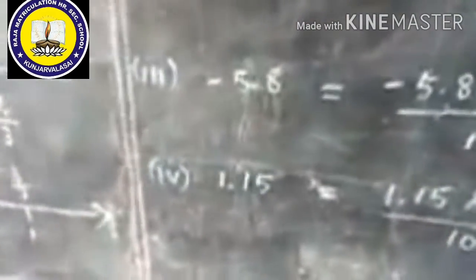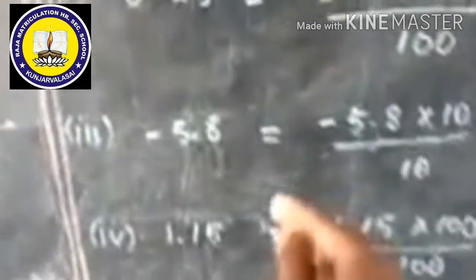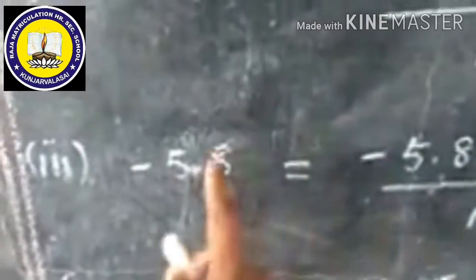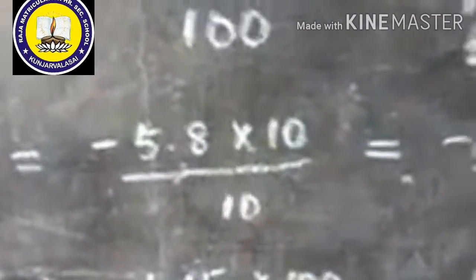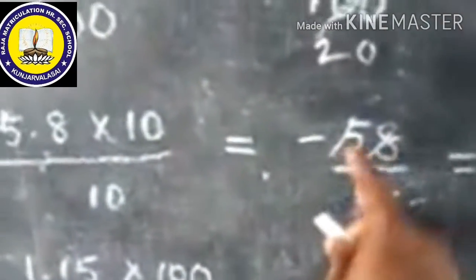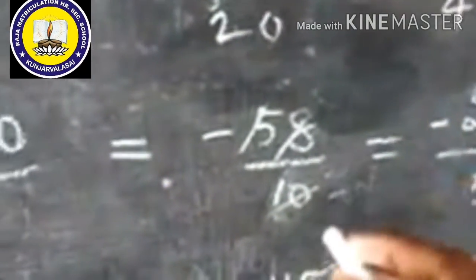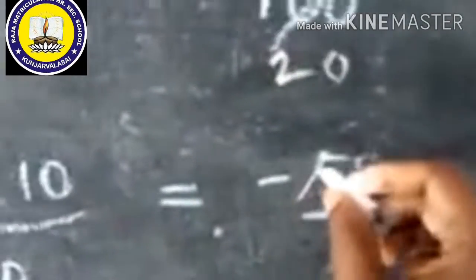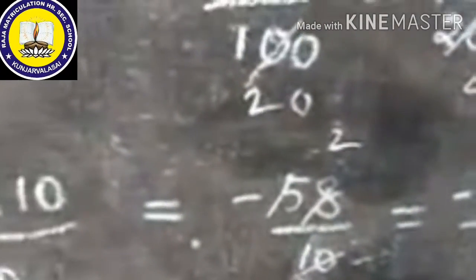Next example is minus 5.8. In which place is the decimal point placed? There is one place of decimal, so multiply by 10 and also divide by 10. Therefore 5.8 into 10, the answer is 58. The minus is here, so we put the minus here, divided by 10. So which table can we choose? We take the 2 table. How many 2s in 5? 2 2s are 4, remaining 1.